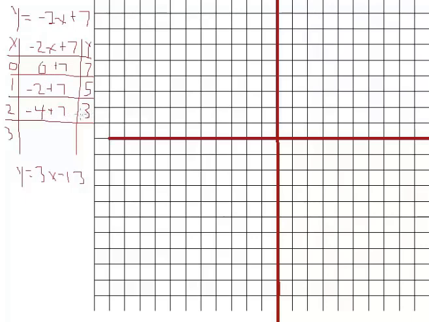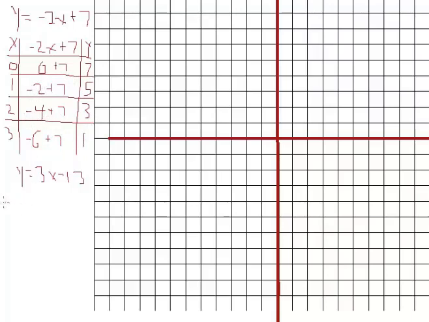Then negative 2 times 2 is negative 4 plus 7. That's positive 3. And then 3, which is negative 2 times 3, which is negative 6 plus 7. That's positive 1. So we've got 4 points over here: 0, 7; 1, 5; 2, 3; 3, 1.